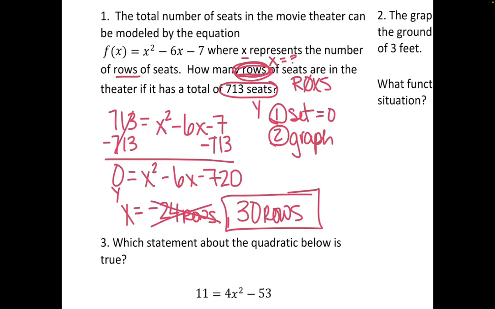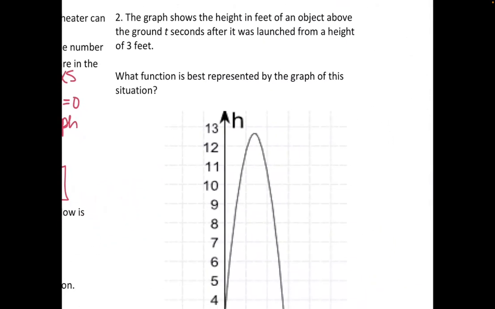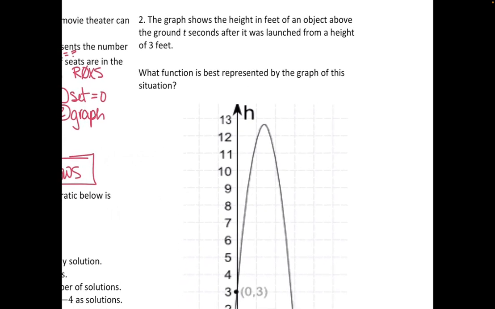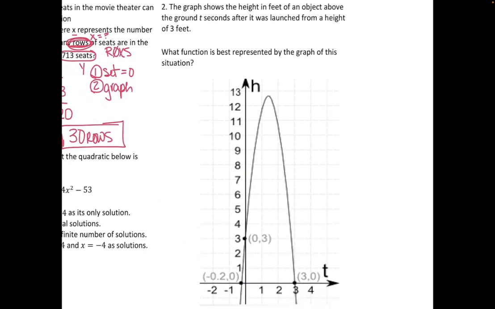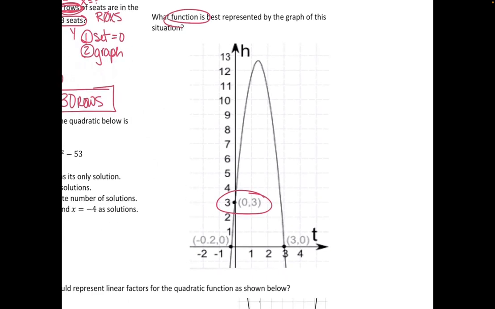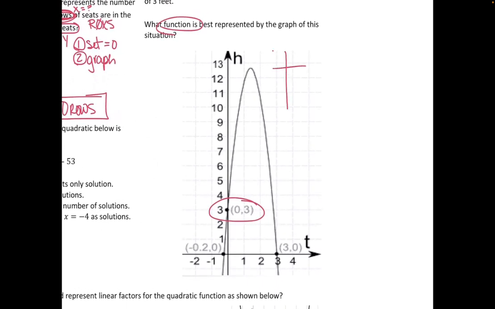Okay. When we look at number 2, it gives us the height of an object after it was launched from a height of 3 feet, right? That 3 feet we can see right here. That's our y-intercept. What is the function, guys? So they want us to write the equation. So we do have, in fact, 3 points, which is important. We have negative 0.2 and 0. That's a root. We have 0, 3, and we have our other root of 3, 0.